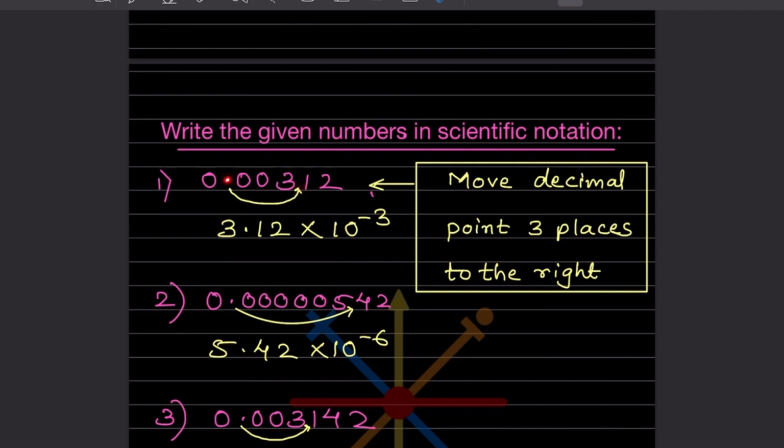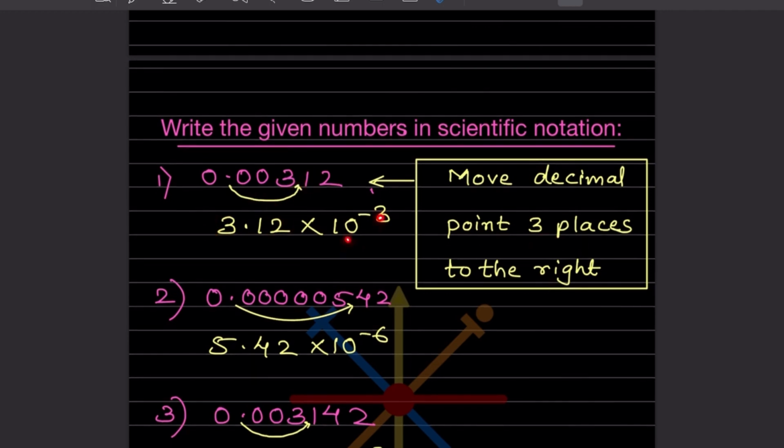So what you are going to do, this decimal, you are going to shift it over here. So how many places did you shift to get this one over here? Because it should be 3.12. So 1, 2, 3. So move decimal point 3 places. Where you are moving, you are going from the left to right. So to the right. So what will you write here? This will be 3.12 into 10 raised to 3, because you have moved 3 places to the right. So it should be 10 raised to minus 3.